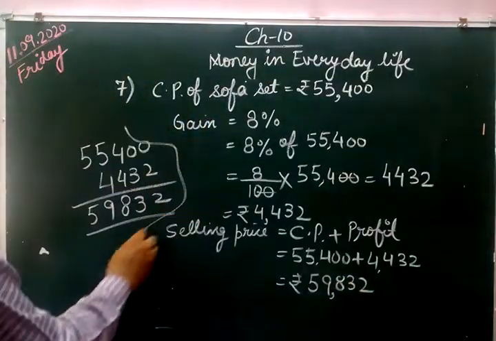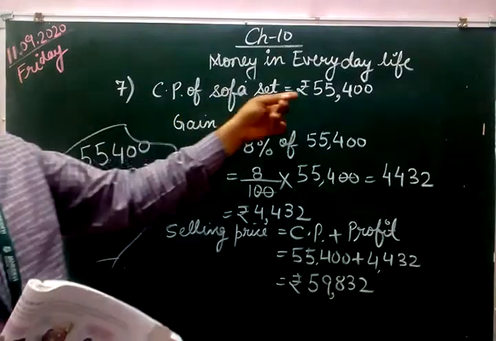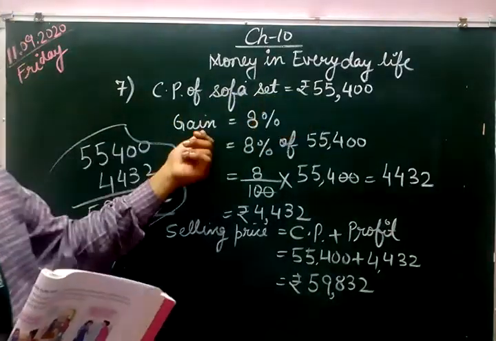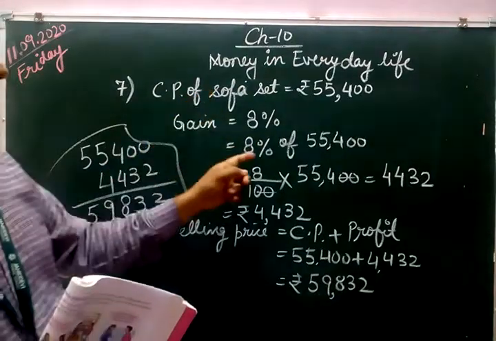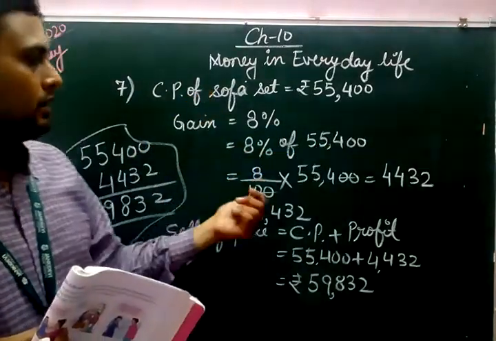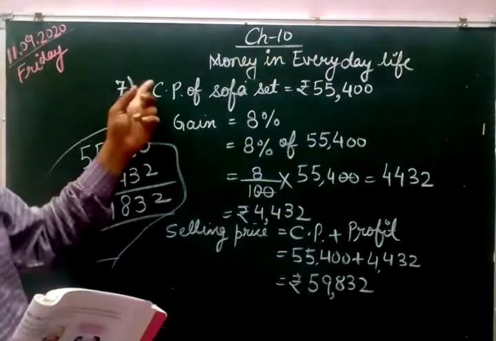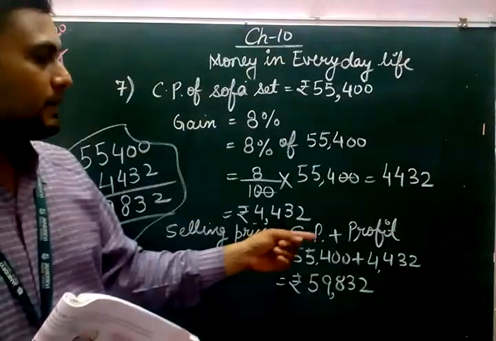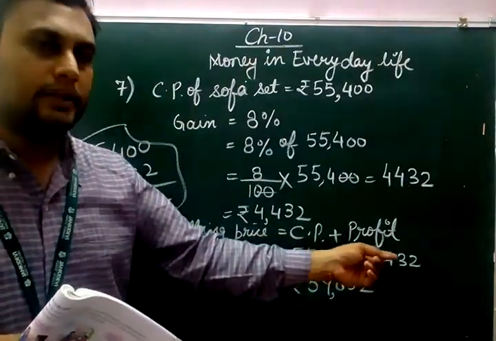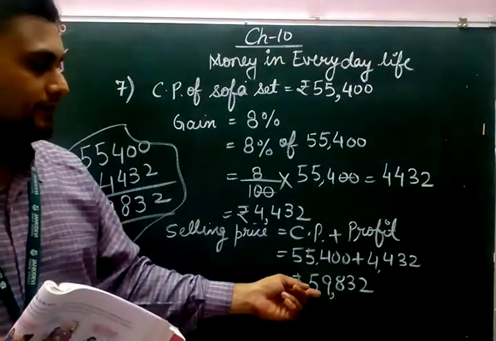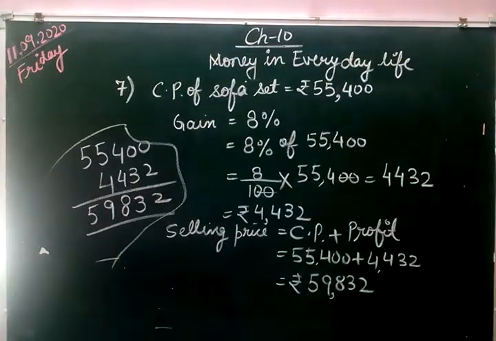This is the rough work we have done. So cost price is given to us of sofa set, 55,400. Gain is 8%. This gain is on CP. So 8% of 55,400, we find out the answer 4,432. Selling price, when CP is there and gain is there, cost price plus profit, 55,400 plus 4,432. The answer we got is 59,832. So in this way we can do this type of question also.